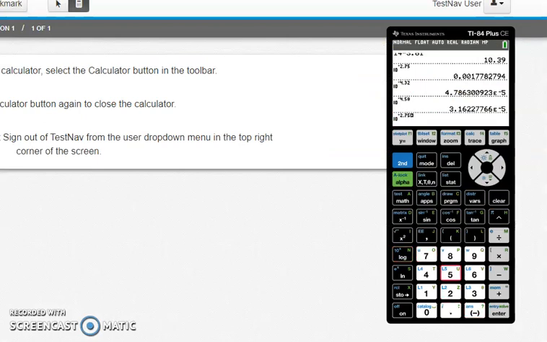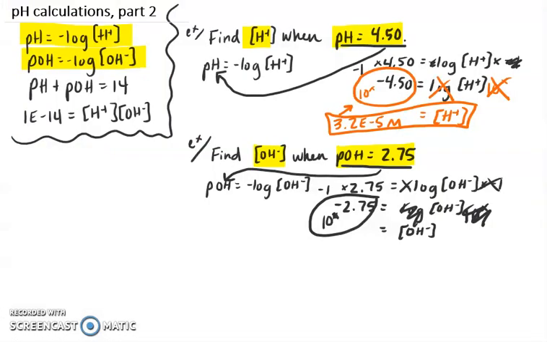All right, so the negative 2.75, and I get for an answer, notice it's not in scientific notation this time, and that's okay, 0.0018. So 0.0018 M. And that's going to be your answer for the concentration of OH.